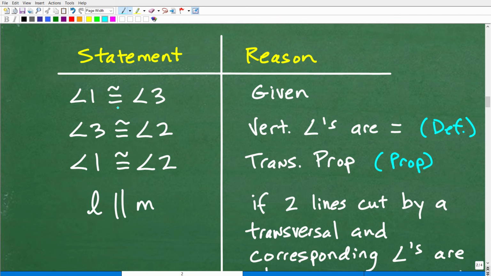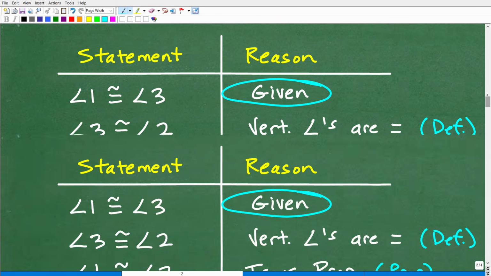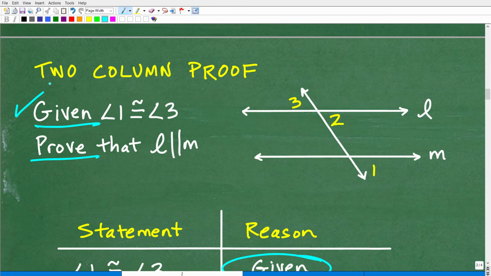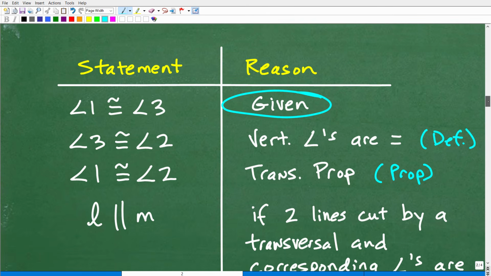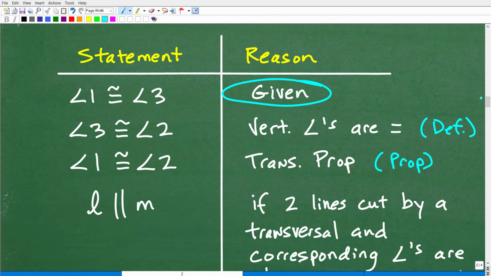Okay, so angle 1 is congruent to angle 3. That is given. This is typically going to be your first move. I think of this as playing a chess game or checkers game. You have to make one move, and typically repeating the given information is almost always your first statement. So just get in the habit of putting that down. Boom. So now I'm going to say angle 3 is congruent to angle 2.